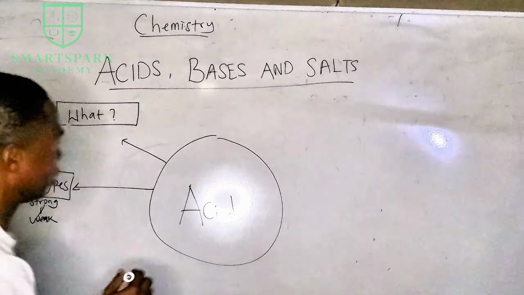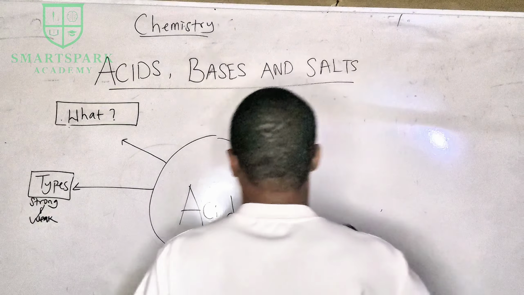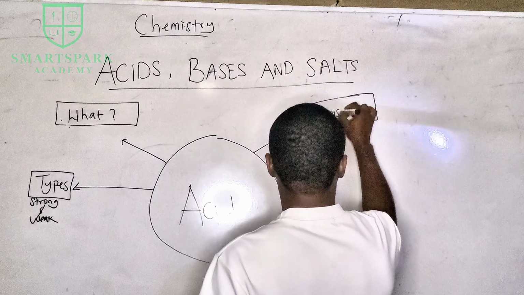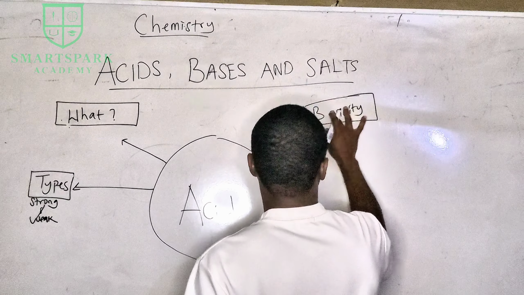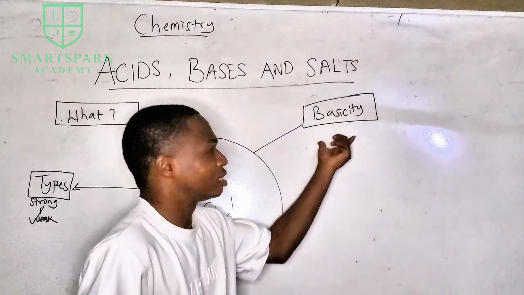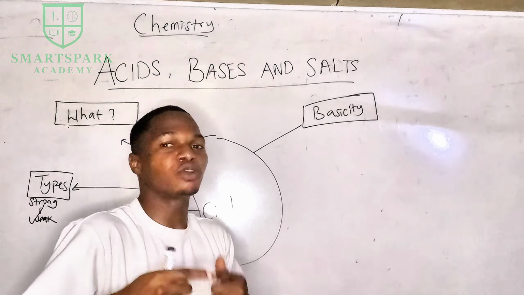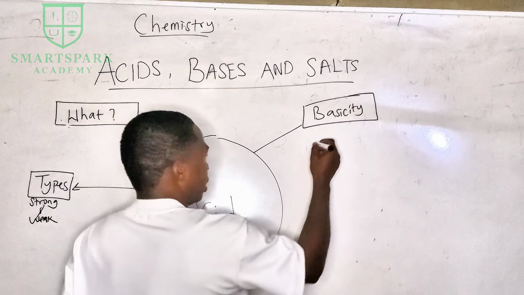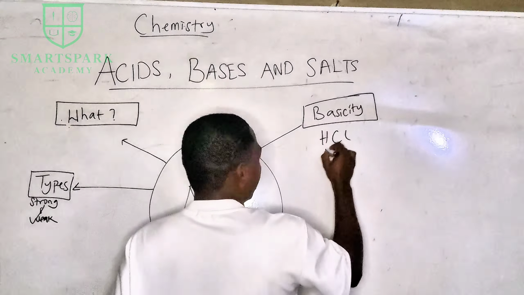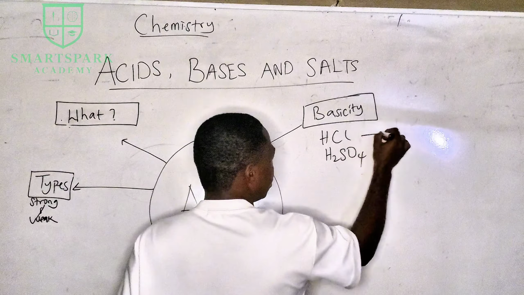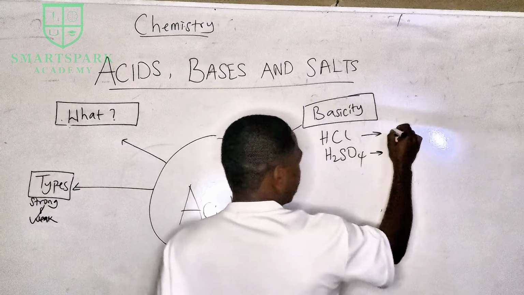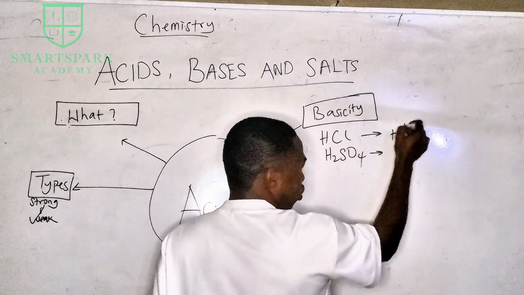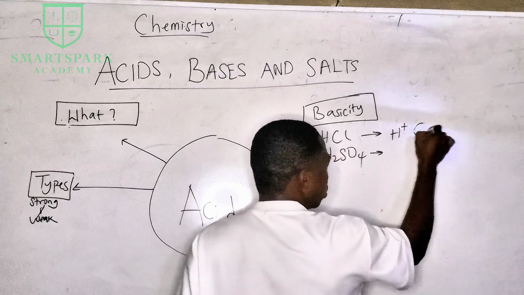Then another thing you should note in acid, base and salt is the basicity of an acid. The basicity of an acid is the number of replaceable hydrogen ion in one molecule or in one mole of an acid. Example: HCl. If this dissolves in water, H will come out. This H is the basicity, therefore, one H is coming out. Therefore, the basicity of HCl is 1.